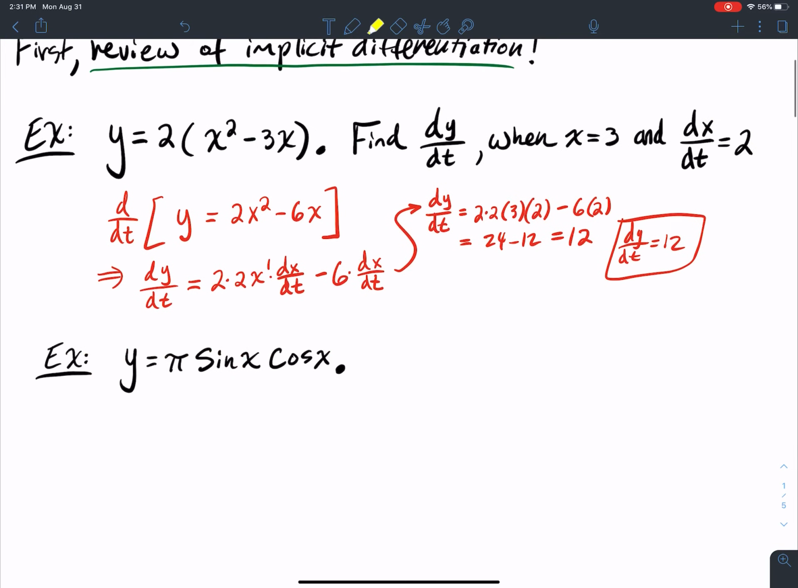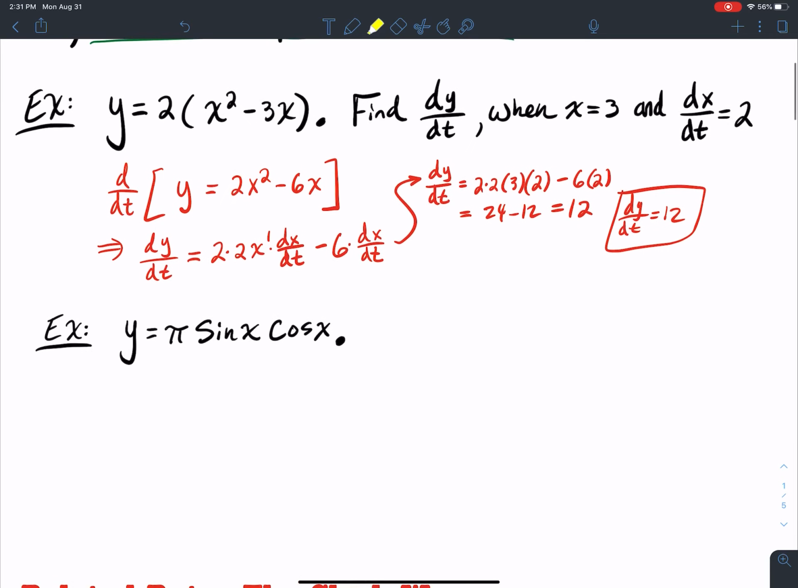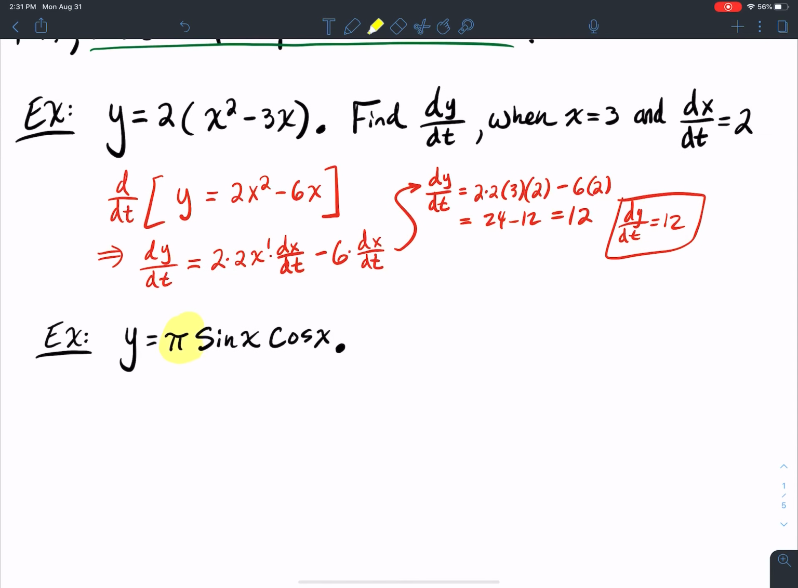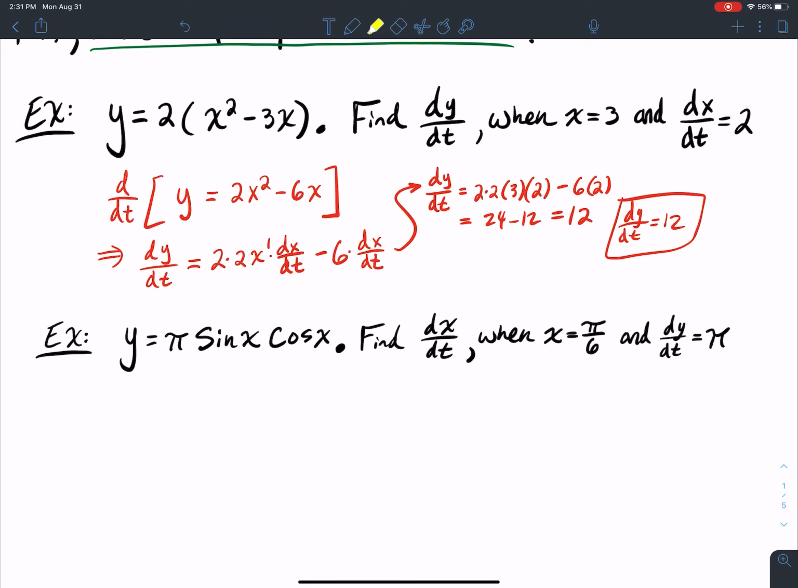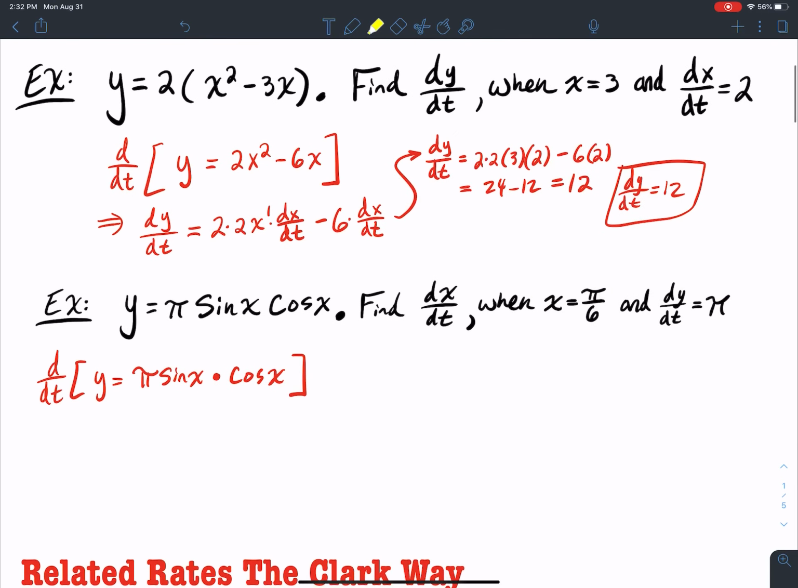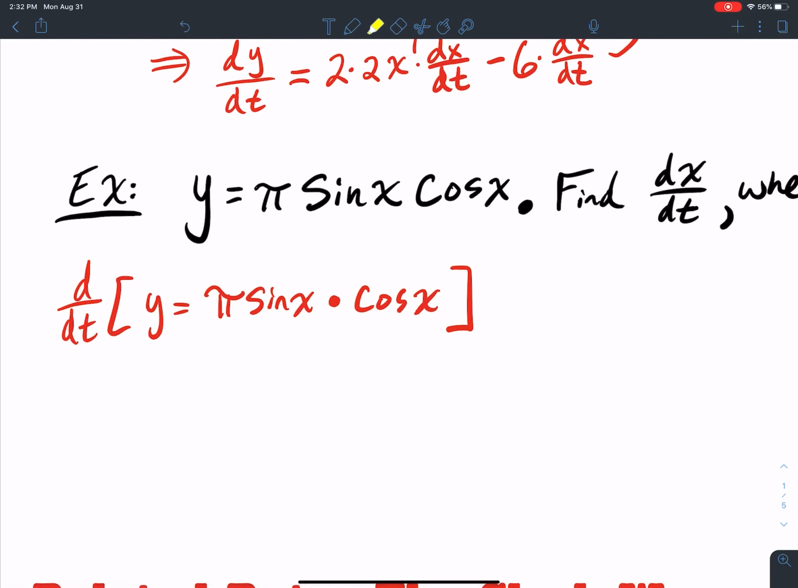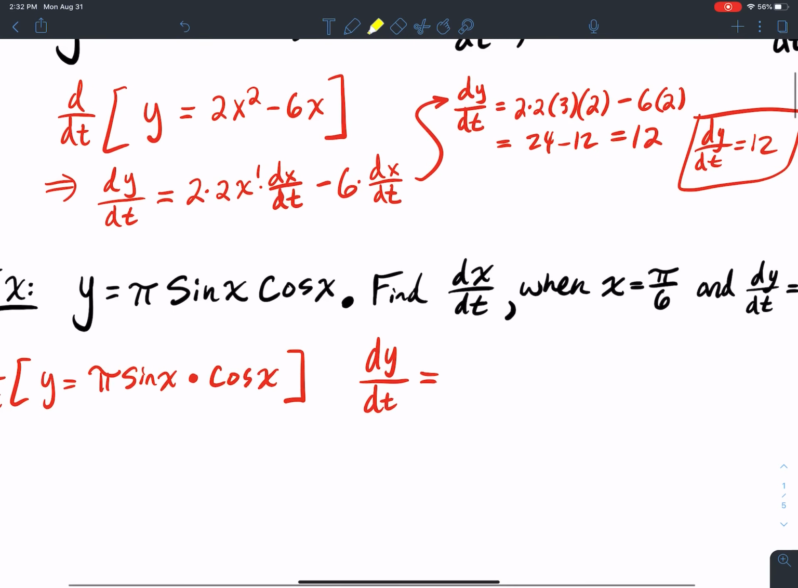Okay, let's try another one. All right, so I want to take the derivative of y equals pi sine x times cosine x. Since this is a product, I need to use the product rule. So I want to find dx/dt whenever x equals pi over 6 and dy/dt equals pi. Okay, so the product rule is applied here. So d/dt of y is dy/dt. And then what I'm going to do is the first times the derivative of the second.